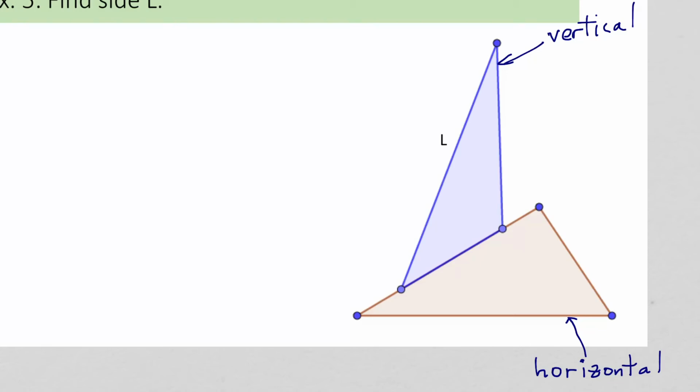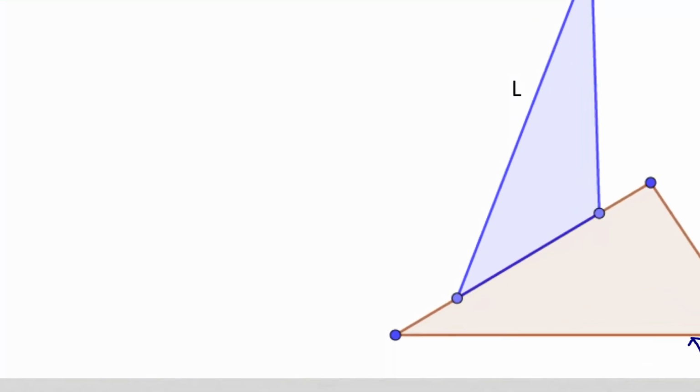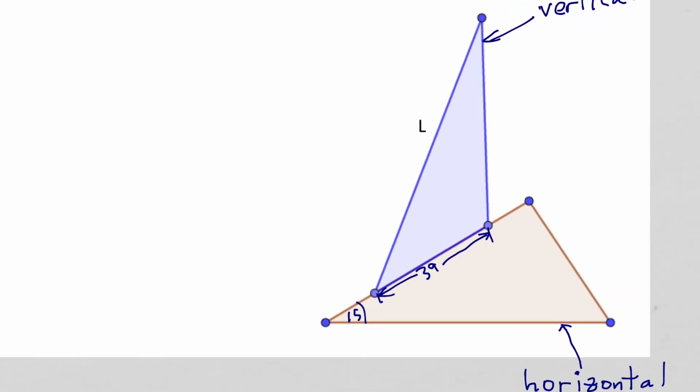The other pieces of information are some numbers. This angle here is 15 degrees, and this length here is 39. So this is given information. Then the last piece of given information is that the vertical side has a length of 170. Let's just say we're working in feet.